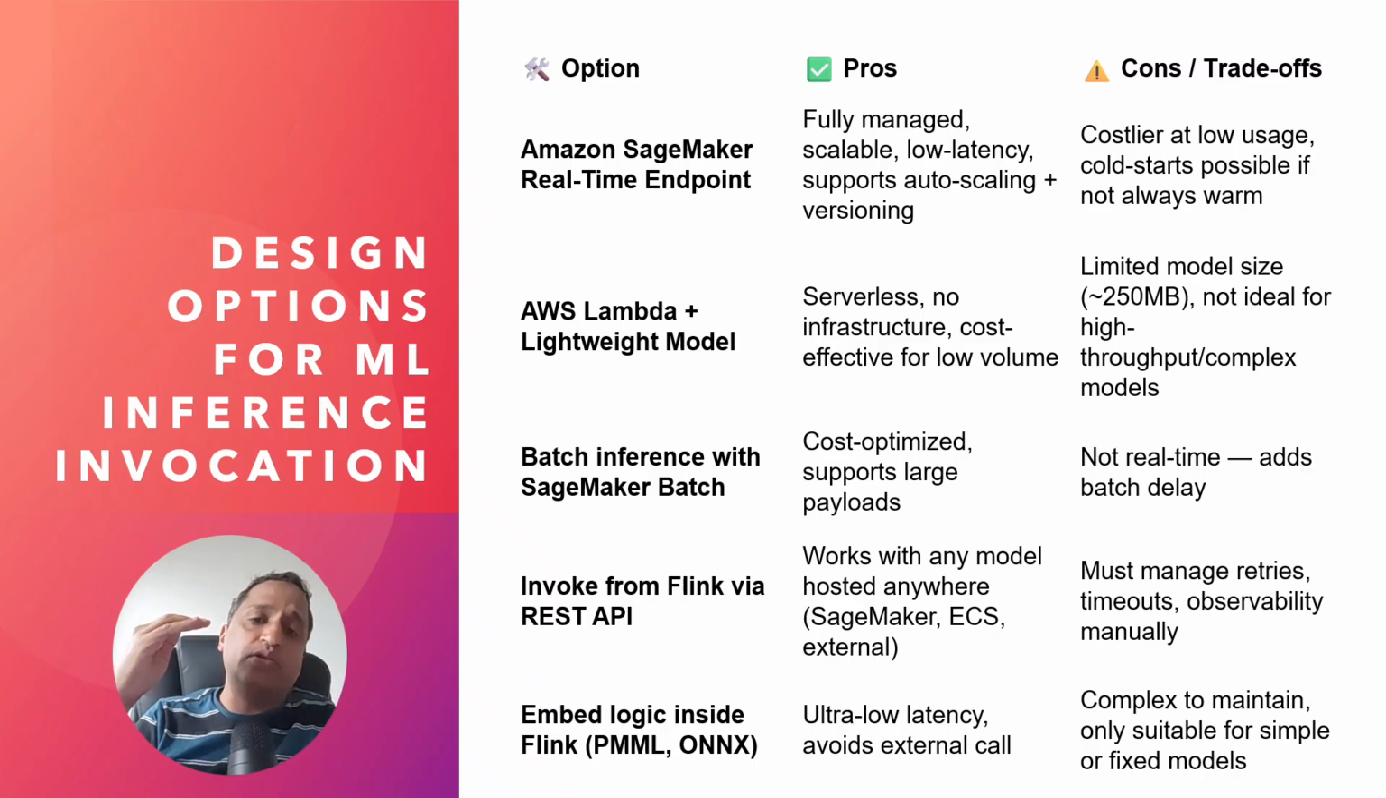So let's walk through each option quickly at a high level and see what the pros and cons of each option are. So first we have the Amazon SageMaker real-time endpoint. This is the most common option for production-grade ML inference. It is fully managed, supports auto scaling, low latency, and allows versioning and monitoring out of the box. You name it, it has got all the features.